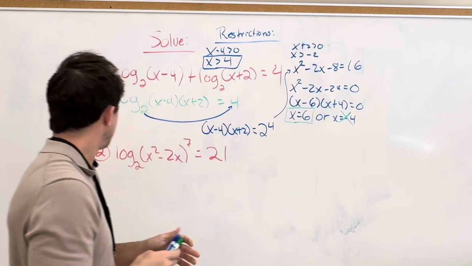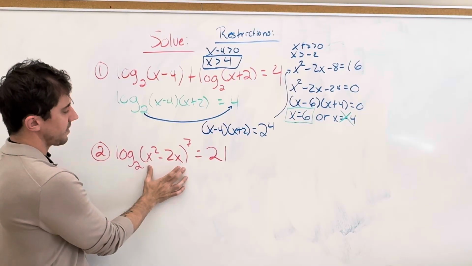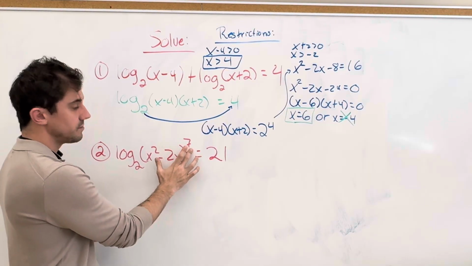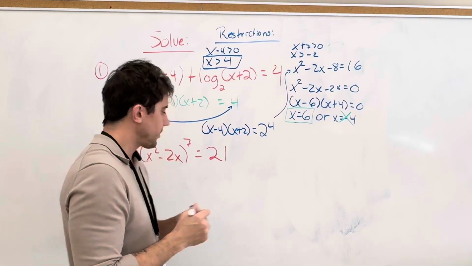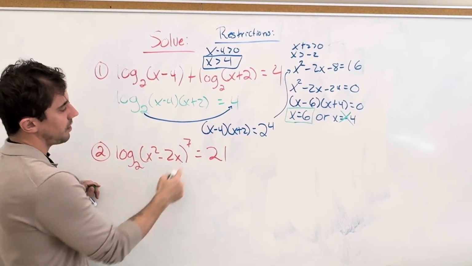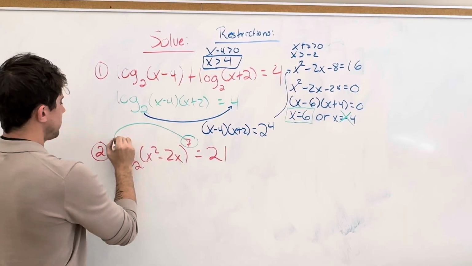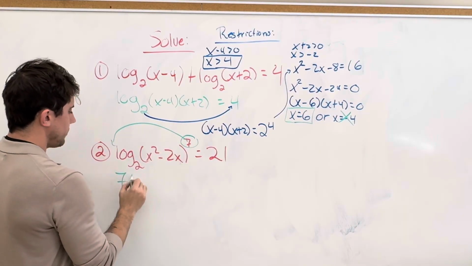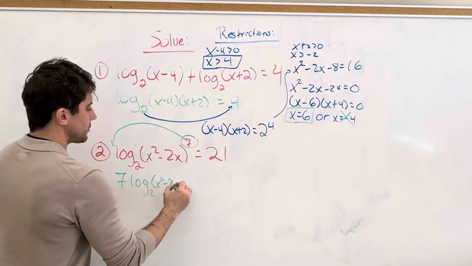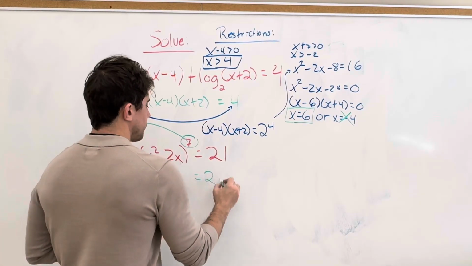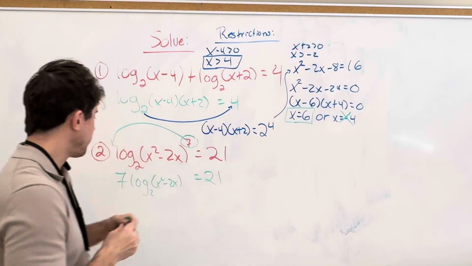Okay. Number 2, I like this one. We have the log base 2 of x squared minus 2x all to the power of 7, right? And it's equal to 21. This might look a bit tricky at first, but what we can use is the log law, the power law, to bring the exponent from the argument up front. And now we have 7 times the log base 2 of x squared minus 2x equals 21, right? And now hopefully this looks a bit more solvable.